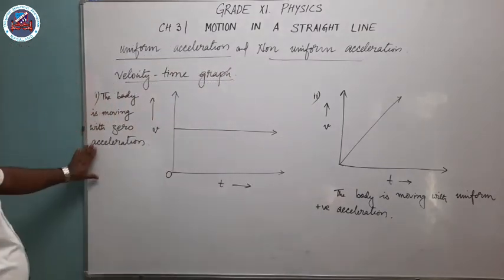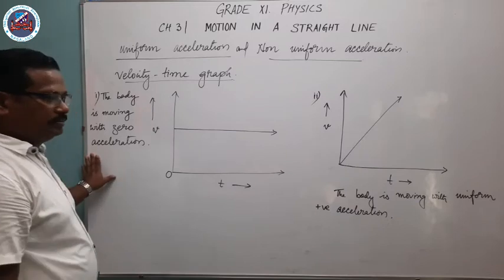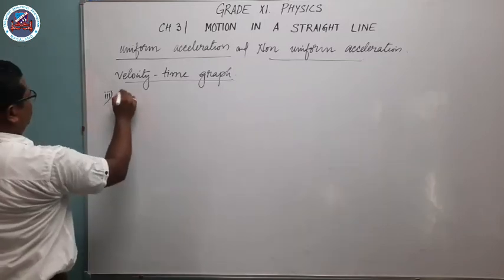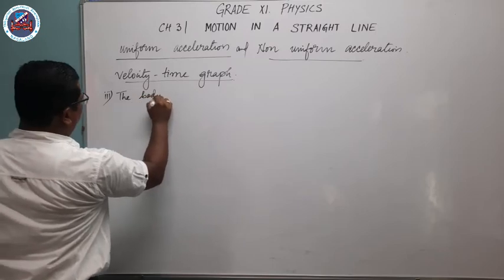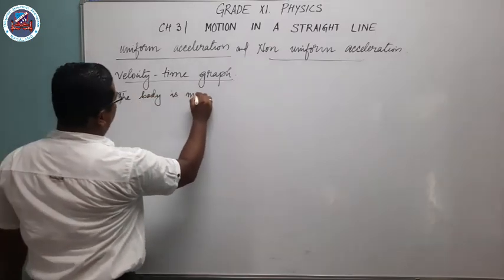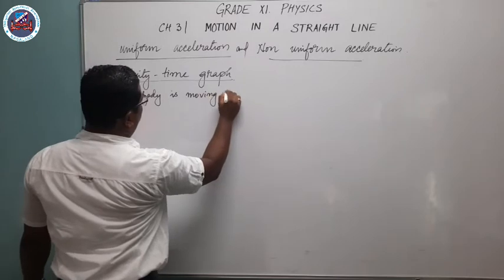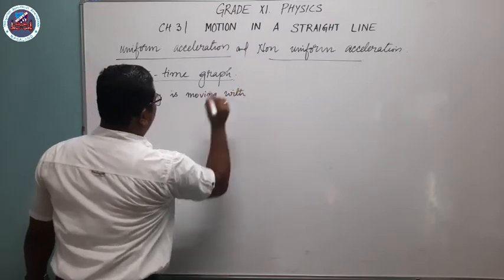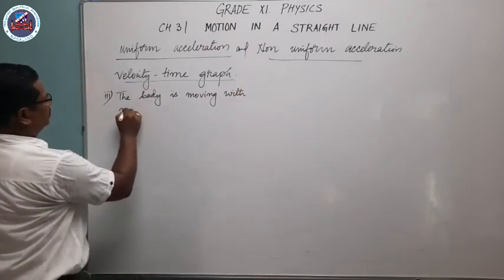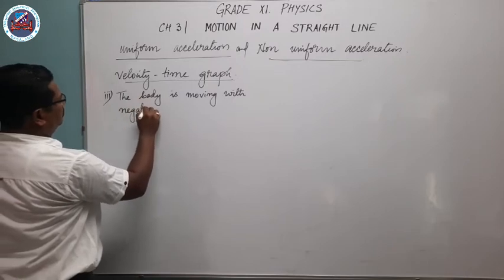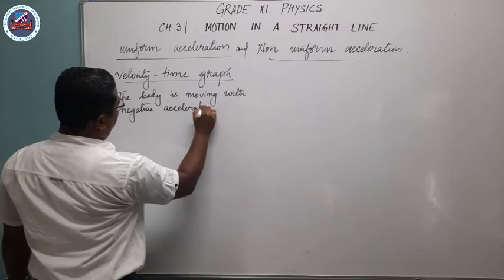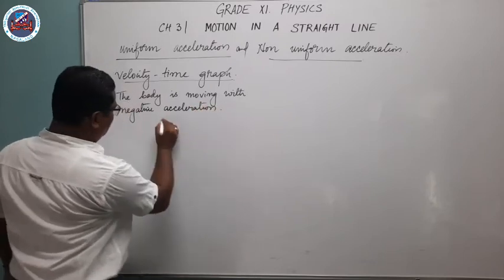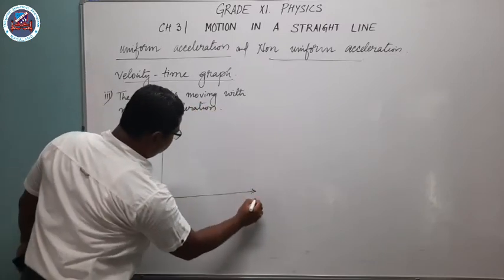Then the third thing that we have to know is, if the body is moving with negative acceleration, then the graph will be of this form.